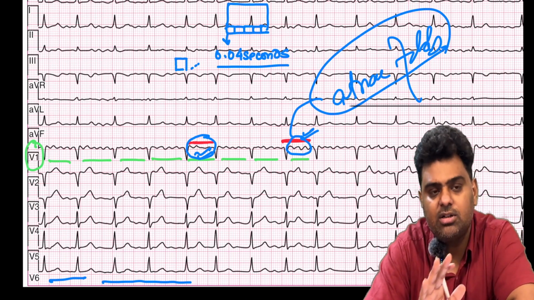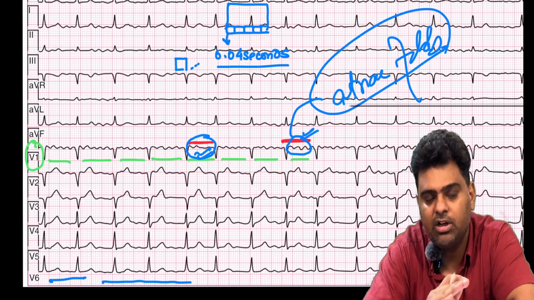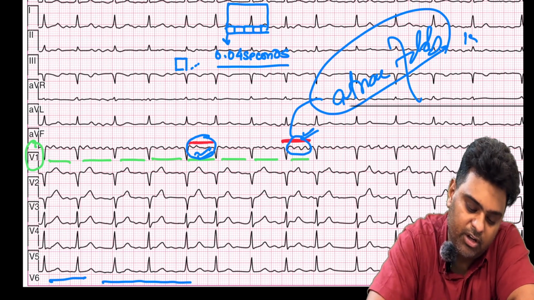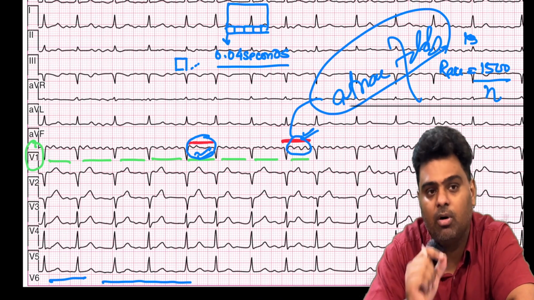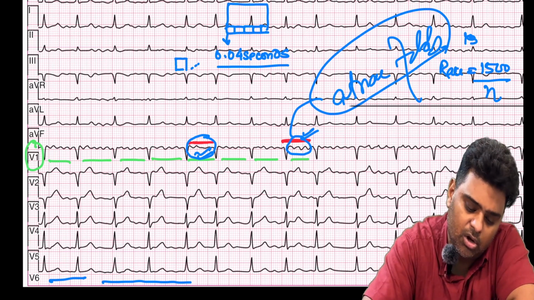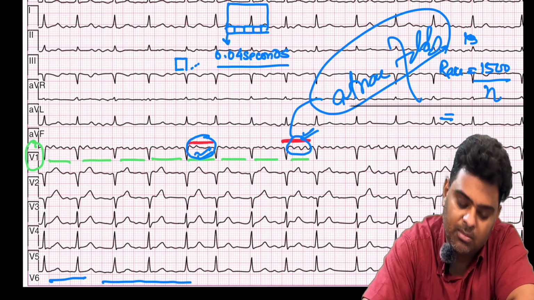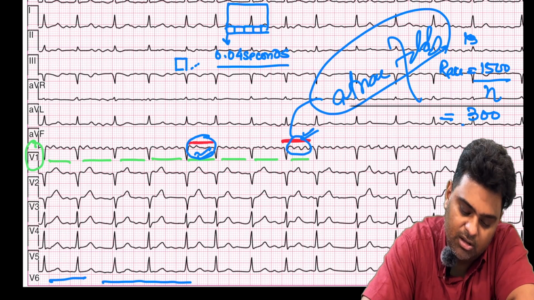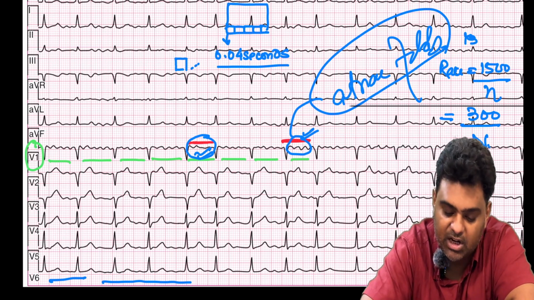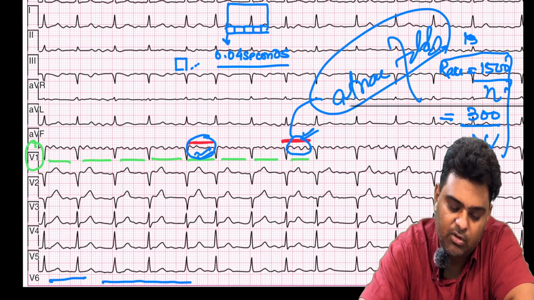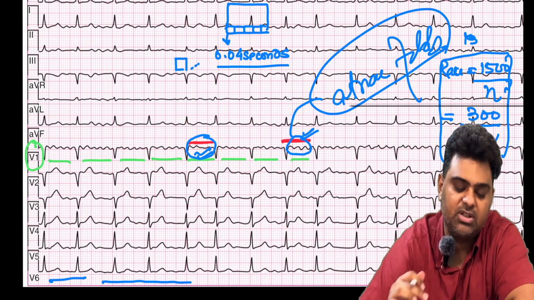If the rhythm is regular, then the rate is calculated by 1500 divided by n, where n is the number of small boxes. Or if you want to calculate with the help of bigger boxes, then you calculate 300 divided by N, where N is the number of large boxes. But these values will not work if the rhythm is irregular.